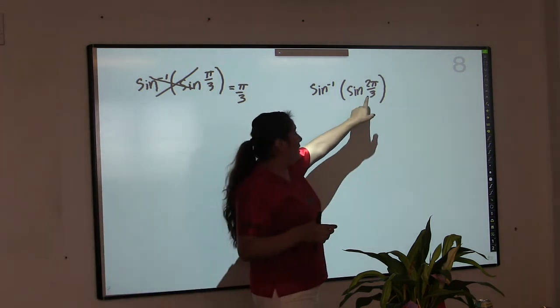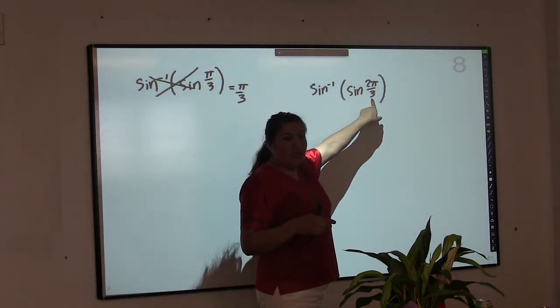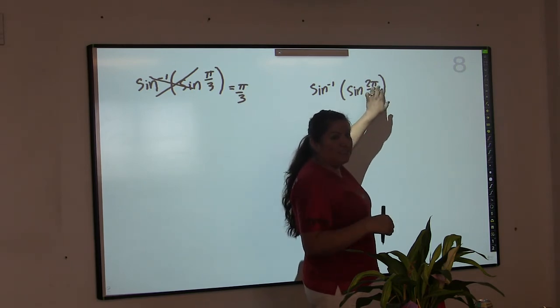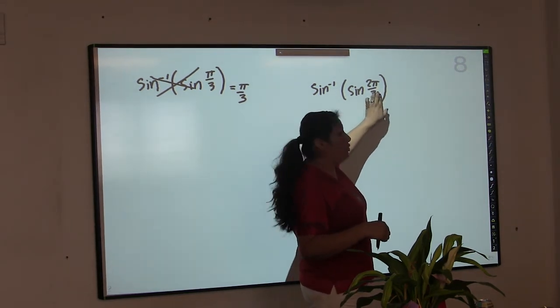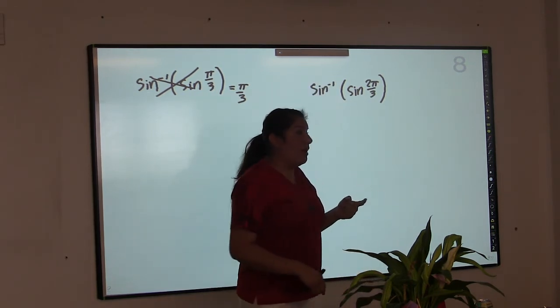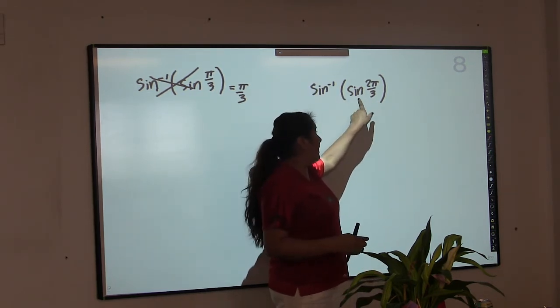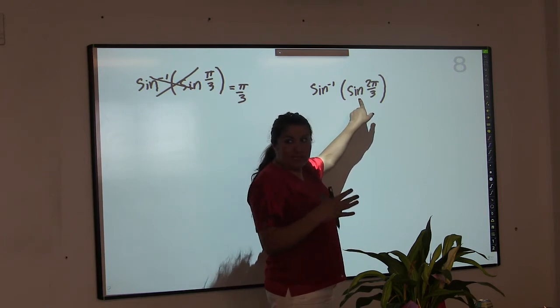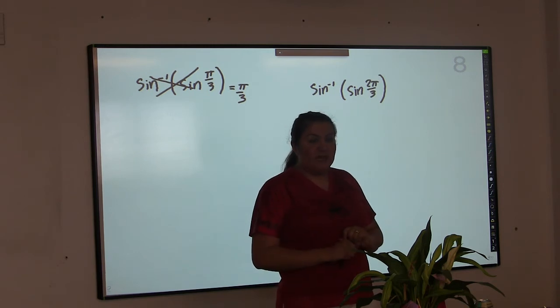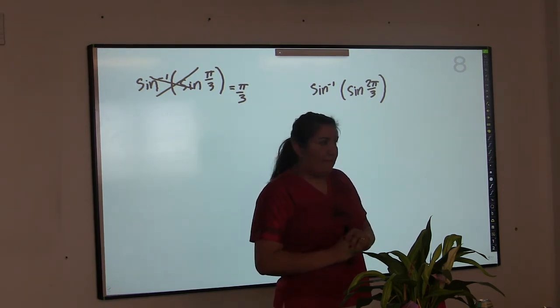But 2 pi over 3 is not so much. 2 pi over 3 is like 2 times 3.14 divided by 3. This is going to be larger than 1, so we can't just cancel it out right away. What we can do is figure out what is the sine of 2 pi over 3. This is regular sine, not inverse sine. So on your unit circle, what is the sine of 2 pi over 3?